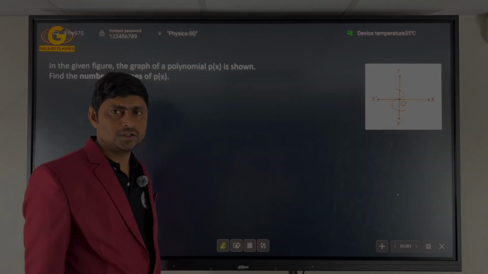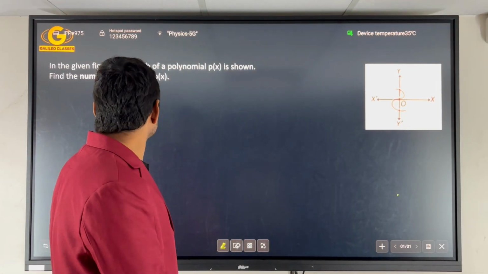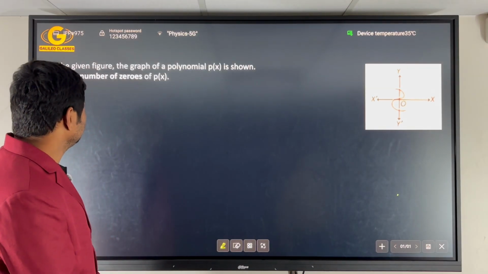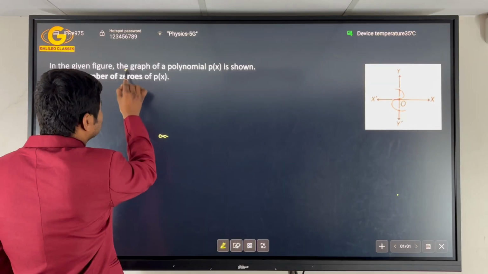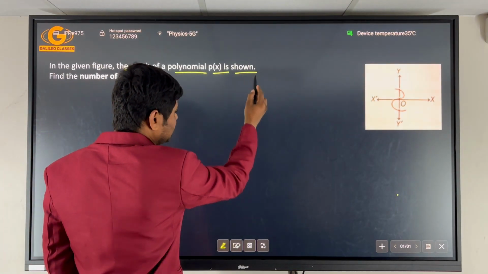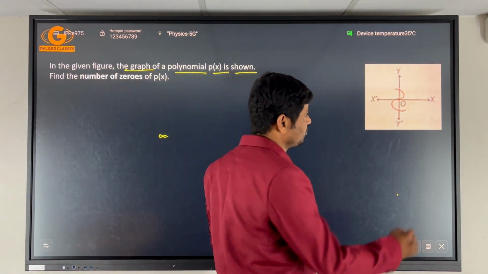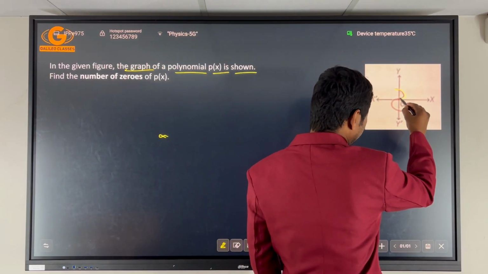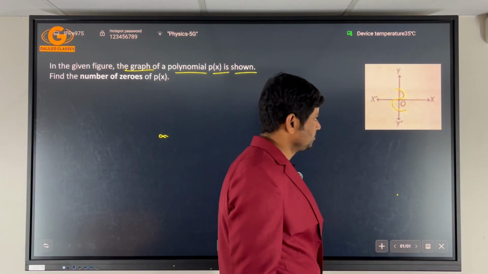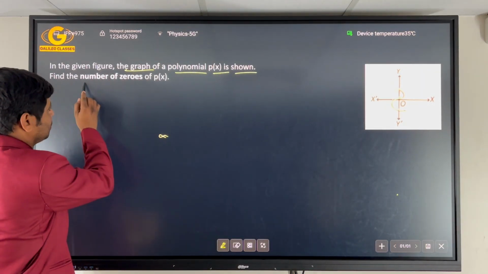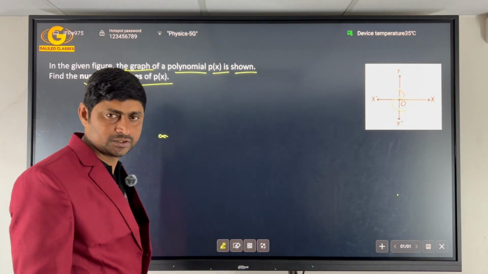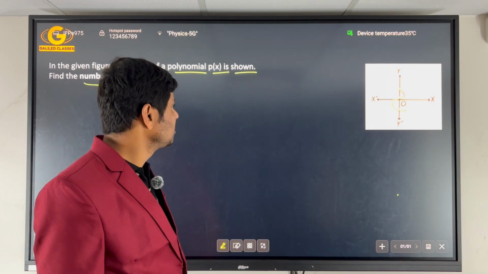Okay. Now the next question: in the given figure, the graph of the polynomial p of x is shown. The graph of the polynomial is given here like this. We have to find the number of zeros of p of x. It is a very easy question.